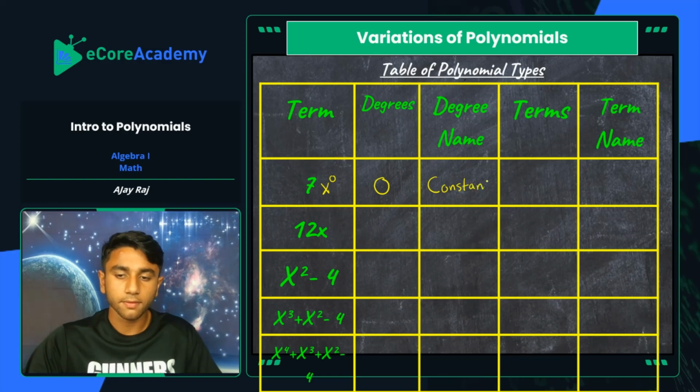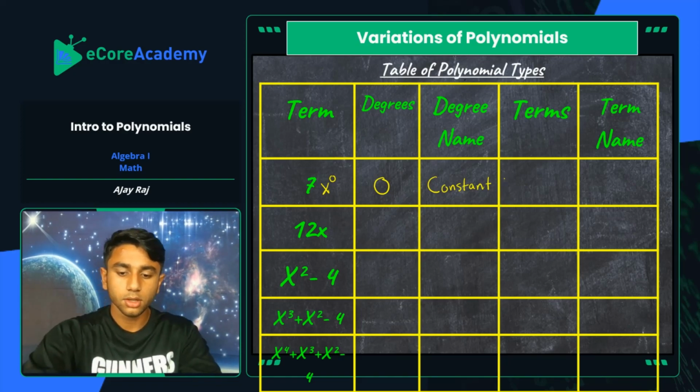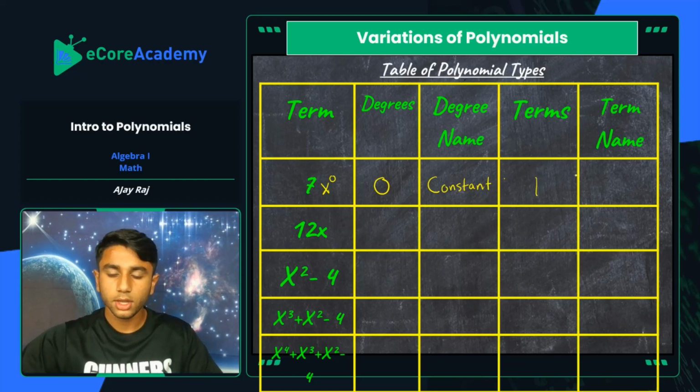Constants always have a 0 degree. Therefore, any single numbers with no variables are going to be considered constant. The number of terms is essentially what we're identifying here. It's going to be a single term, so 1. And the type of term name is going to be a monomial. If we only have 1 term, that's just going to be a singular monomial.